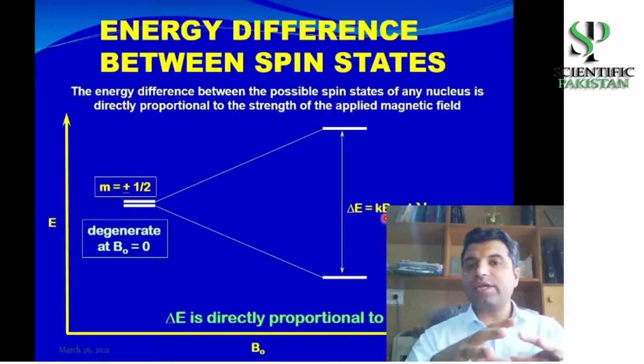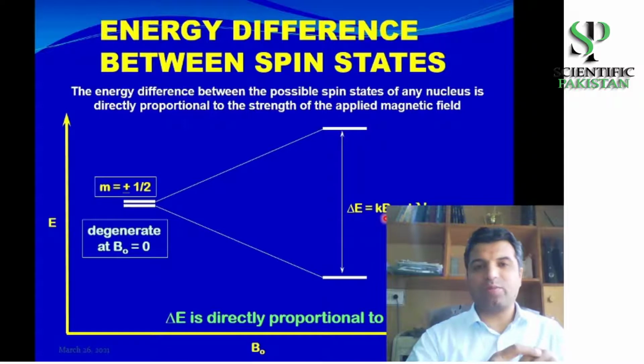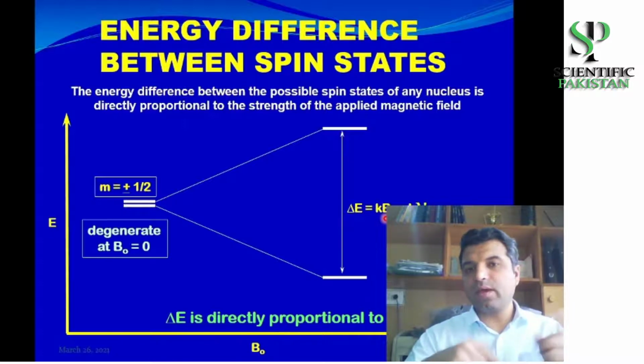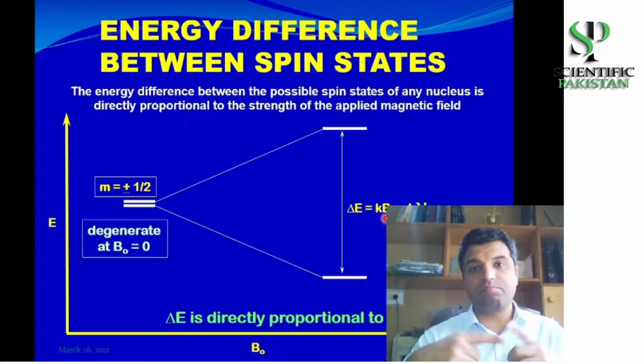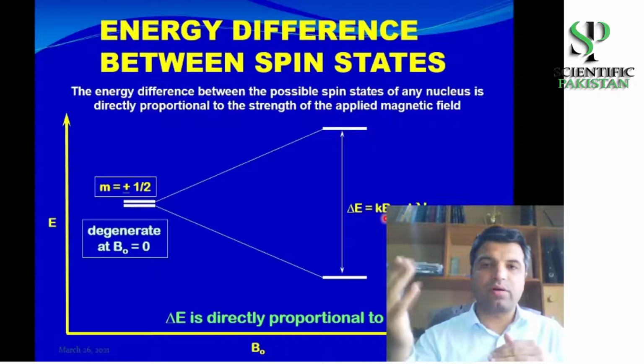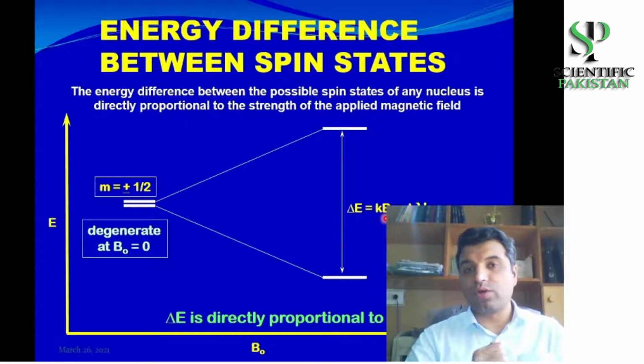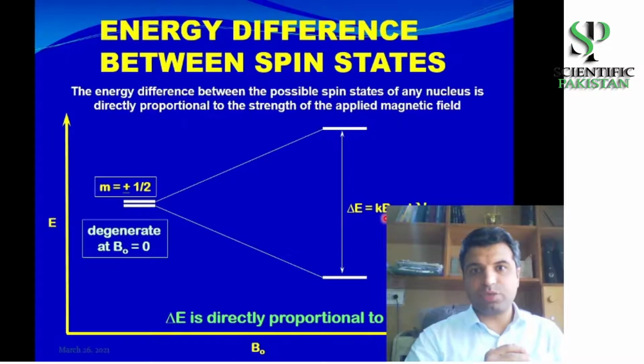So everything till now is dependent upon B naught except for the gyromagnetic ratio. That is independent of B naught. That is a characteristic property of every nucleus. But the Larmor frequencies and the energy gap between the spin states are both directly related to B naught. If B naught is higher, del E is higher, omega is higher. If B naught is smaller, del E is smaller, and omega is also smaller. So you have to remember this relationship between these three different quantities.